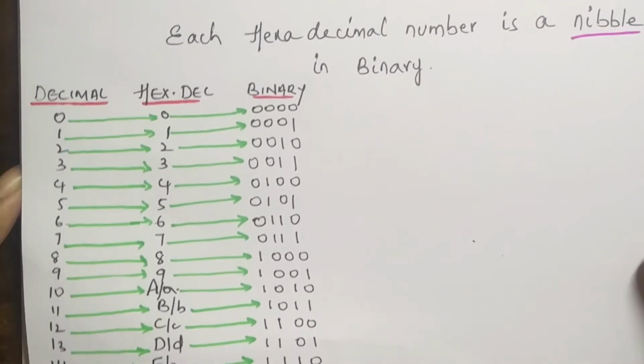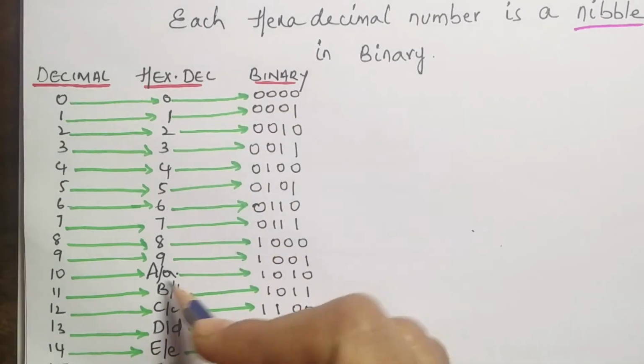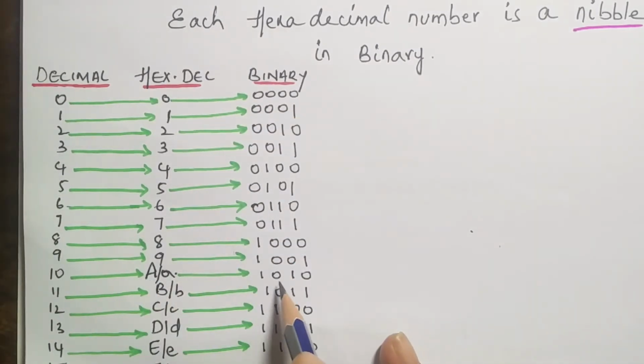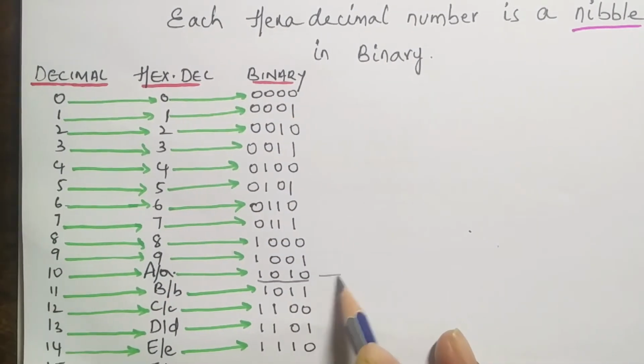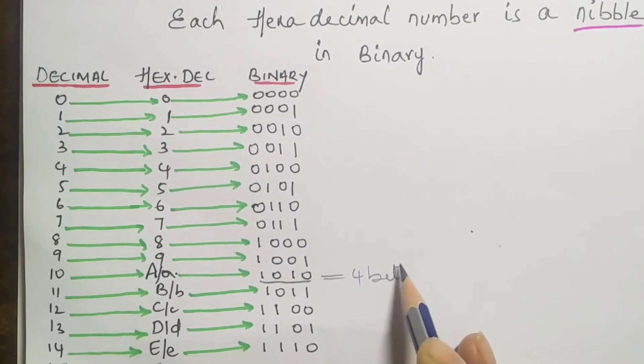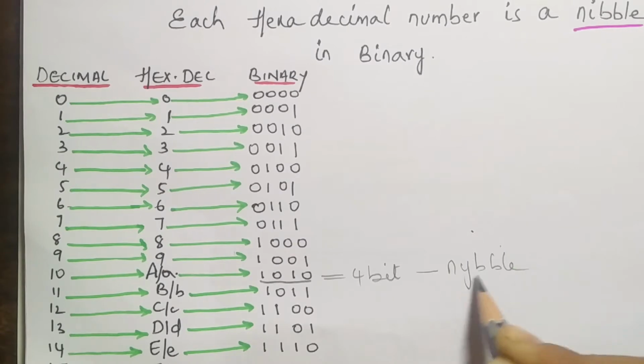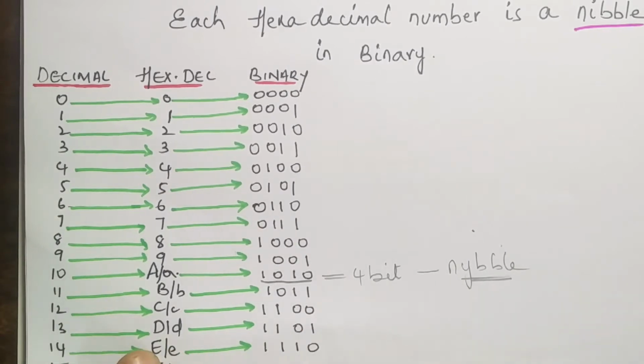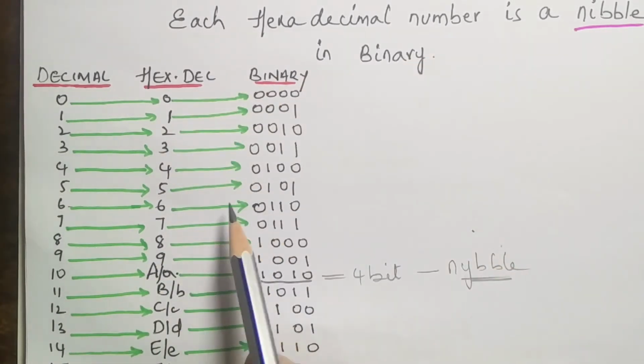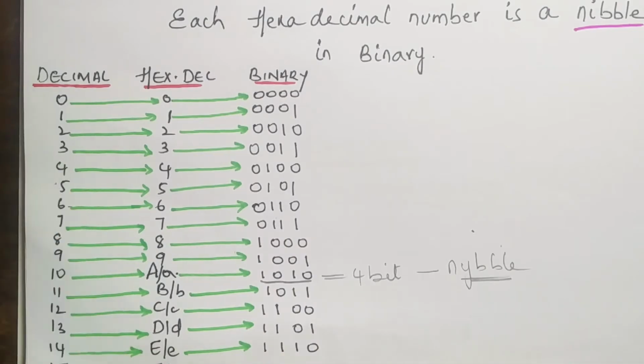If you take a hexadecimal digit, for example A, its equivalent value is 1010. It means it has 4 bits, and that 4 bits is given a word called a nibble. These are the representations of hexadecimal digits in their binary form and also in their decimal form.